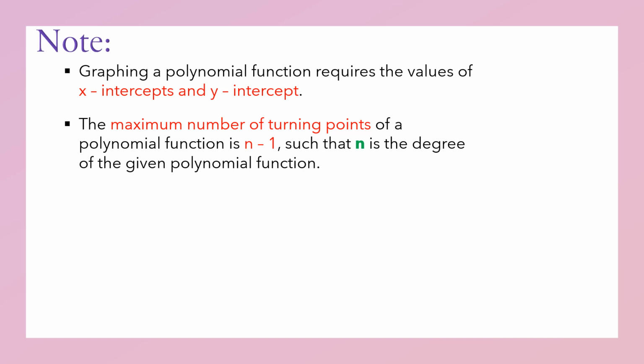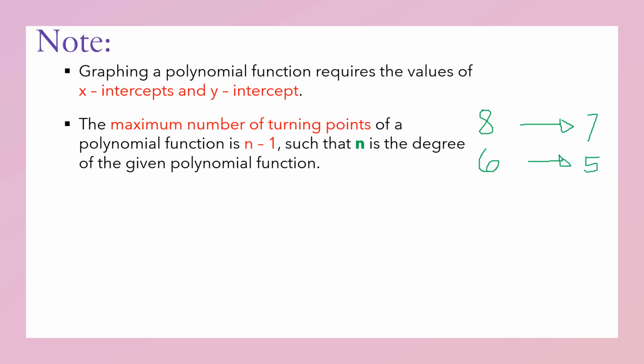So for example, we are given an 8 degree polynomial function, which is known as the octic function. The maximum number of turning points for an octic function is just 7. If we are given a hexic function, which has a degree of 6, the maximum number of turning points for this one is just 5.